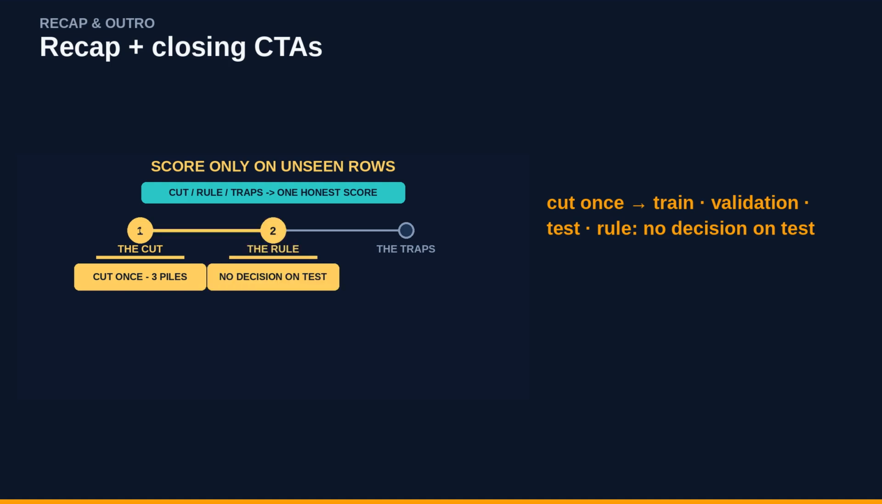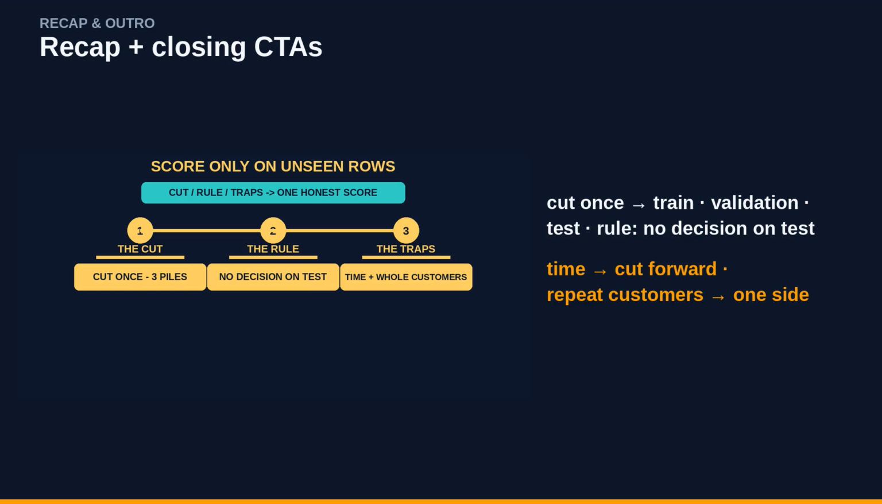And respect the 2 trap makers, time and repeat customers. Cut time-ordered rows forward and keep each customer wholly on one side of the cut.